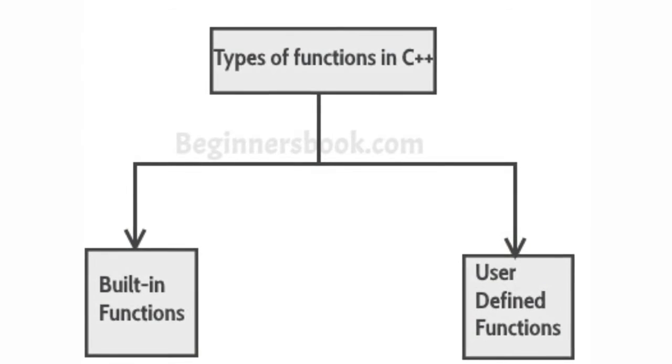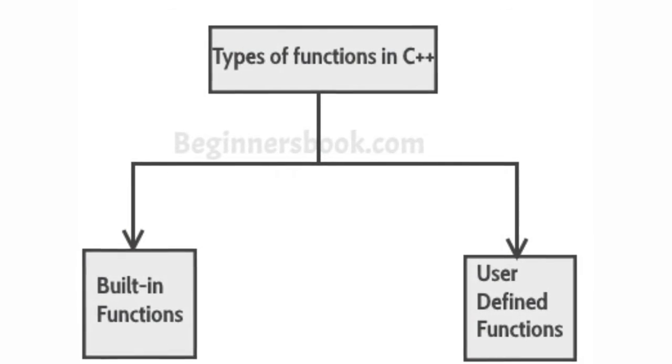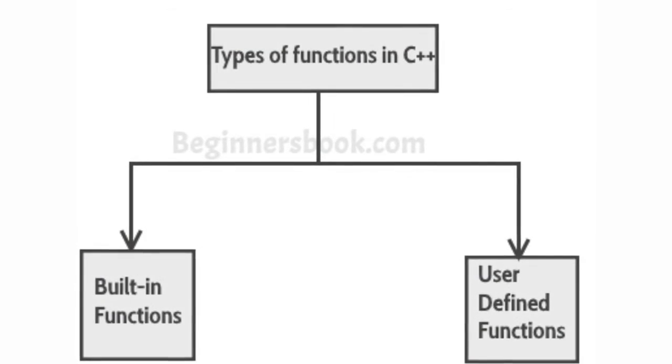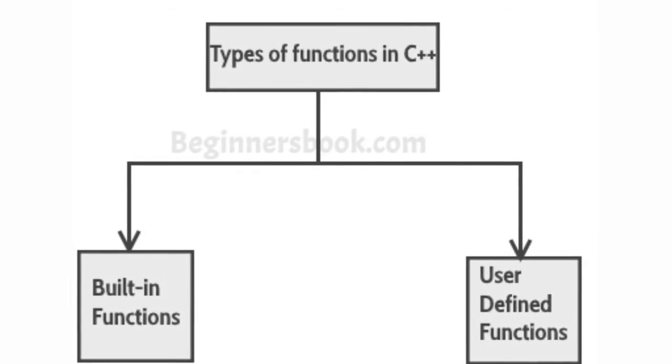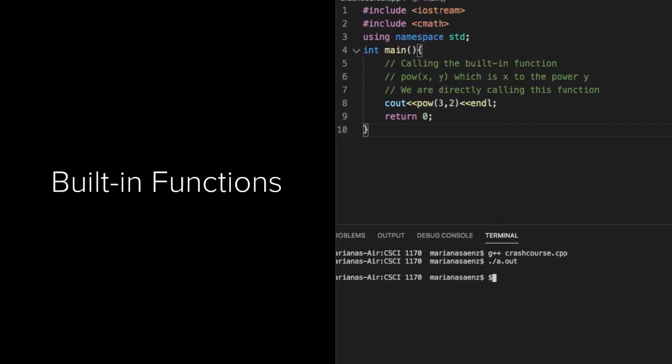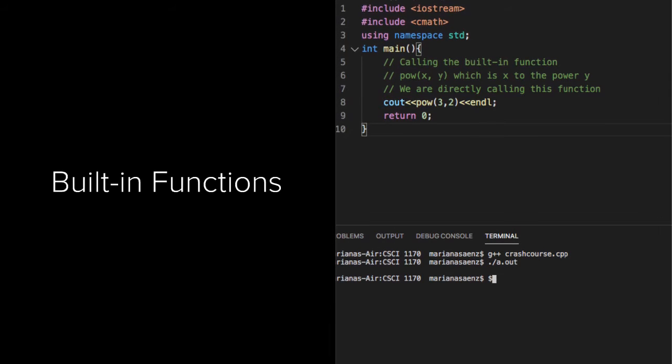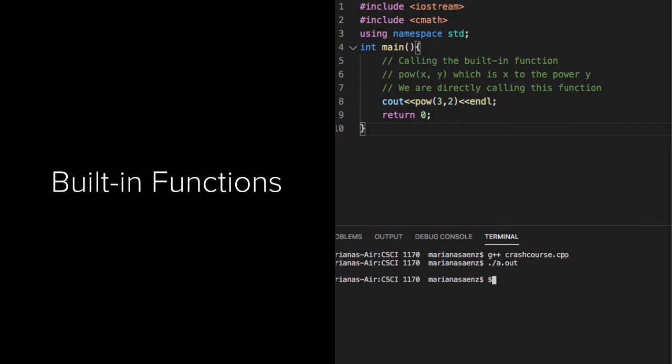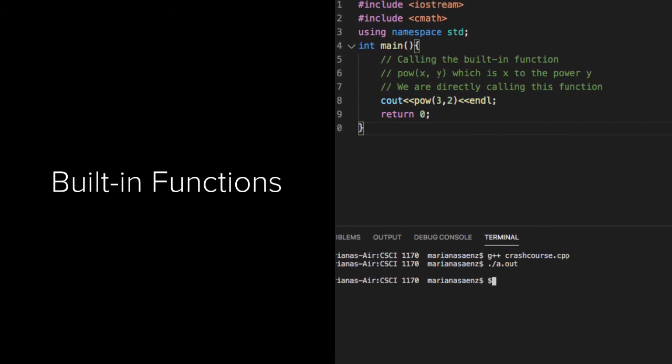There are 2 types of functions in C++: built-in functions and user-defined functions. Built-in functions are also known as library functions. We don't need to declare and define these types of functions because they're already written inside the C++ libraries, such as iostream, cmath, and so on. So we can directly call them whenever we need them.